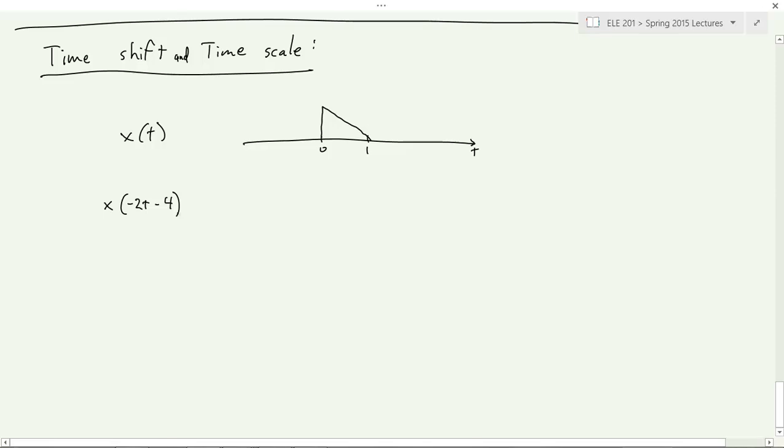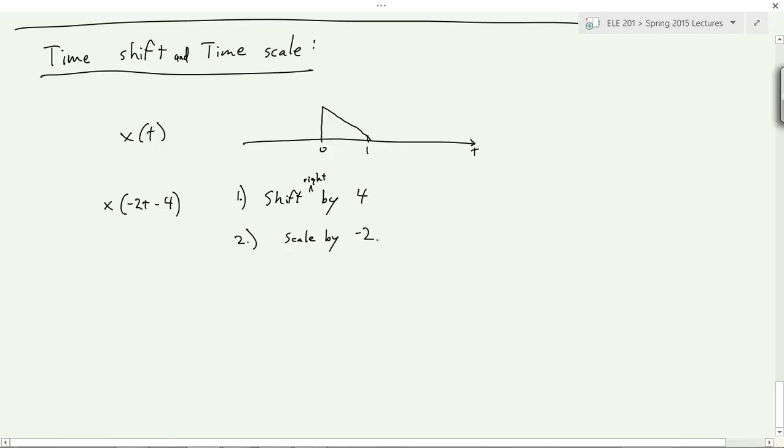The correct way is the following. You start with x of t, and you do two different steps to it. You first shift right by 4. That's what the -4 does, and that's step 1. Step 2 is scale the time axis by -2. Okay?